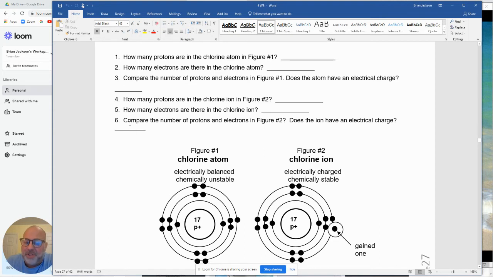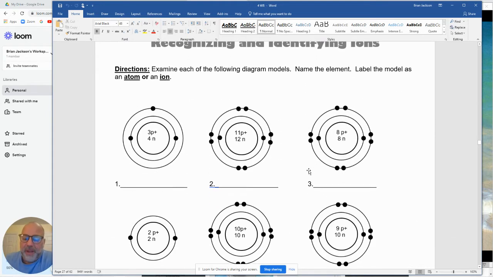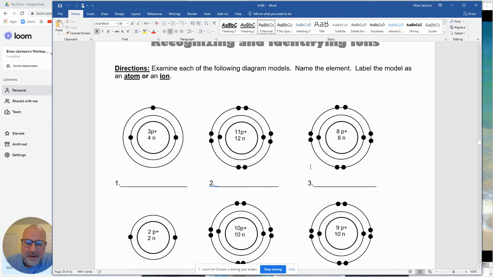And for number 6, does the ion have an electrical charge? The answer right here is you betcha, yes. You would not want to be touching this guy over here unless you were looking for a shock. Okay, so that's page number 27. For pages 28 and 29, what they're doing is they give you some pictures right here.